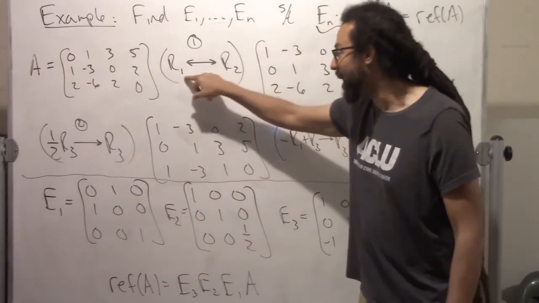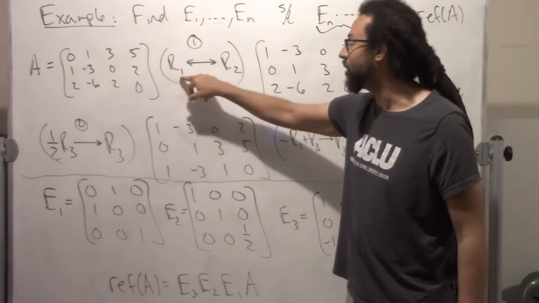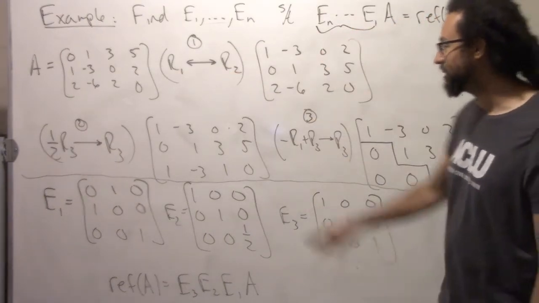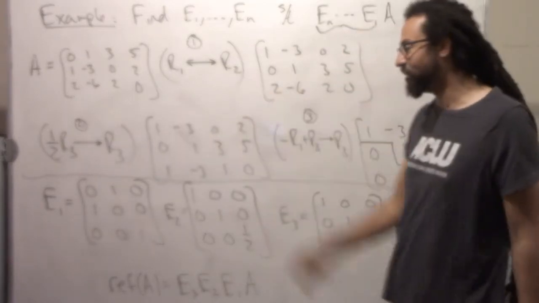So here's the row operation. We're going to replace or interchange row 1 and row 2, and here's the result. So from here to here, just interchange row 1 and row 2.